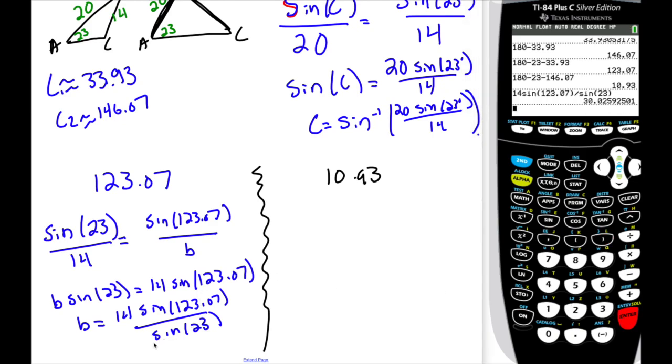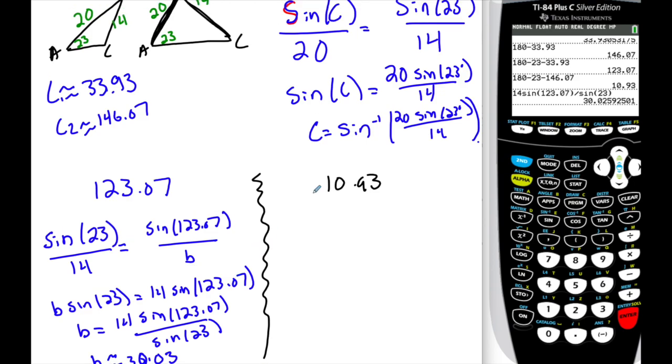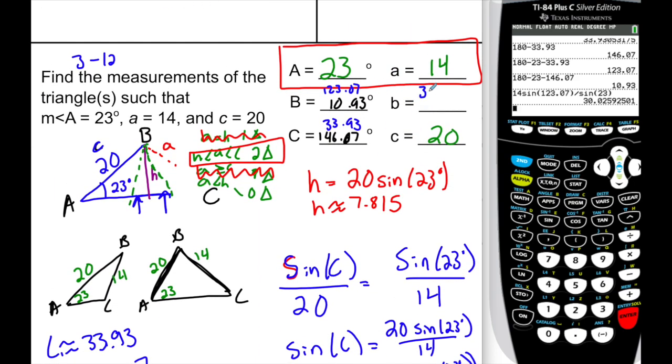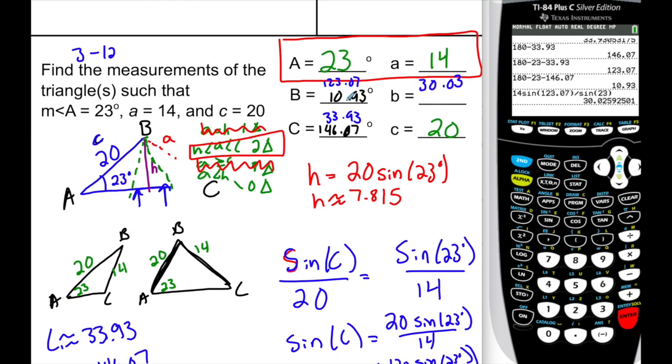I get b is approximately 30.03. So that's case 1. You can see that makes sense, right? It should be the largest because it's across from the largest angle. Now in this case, it's going to be the smallest because it's across from the smallest angle. Okay?